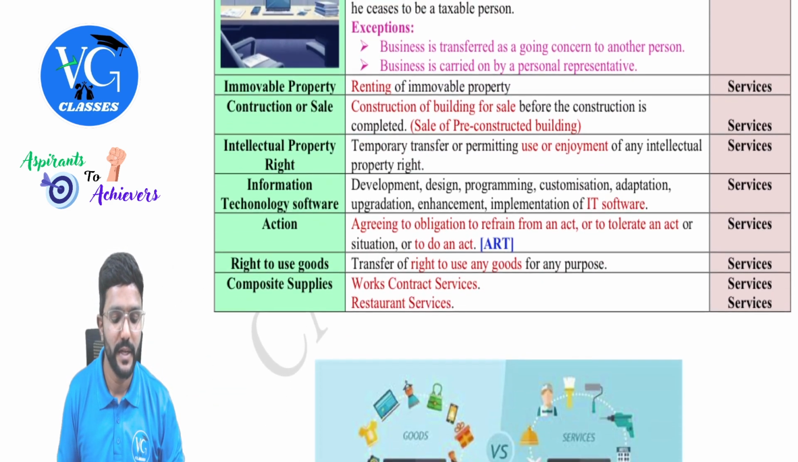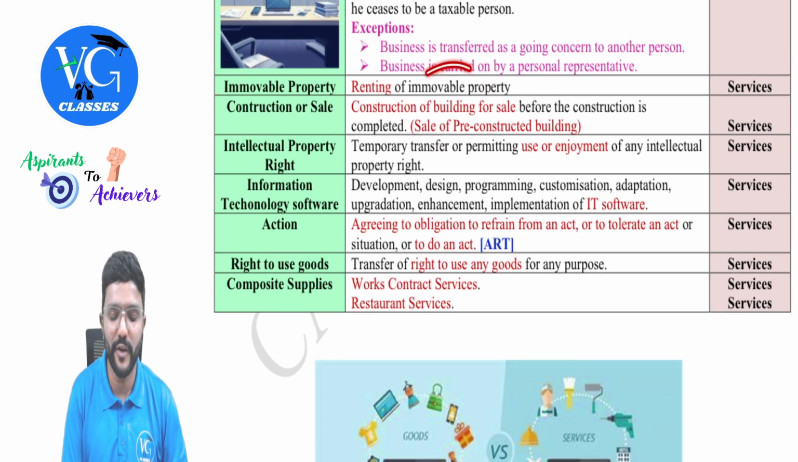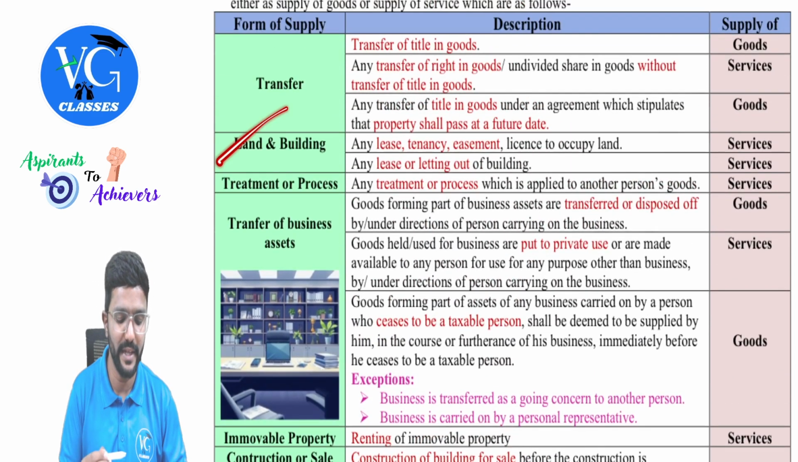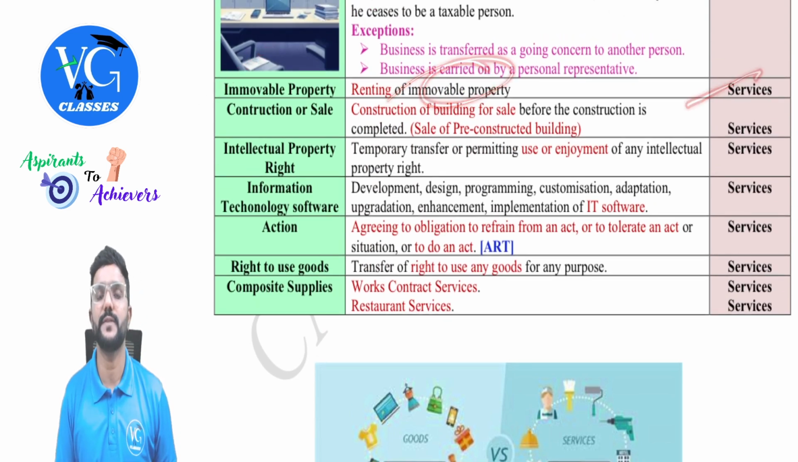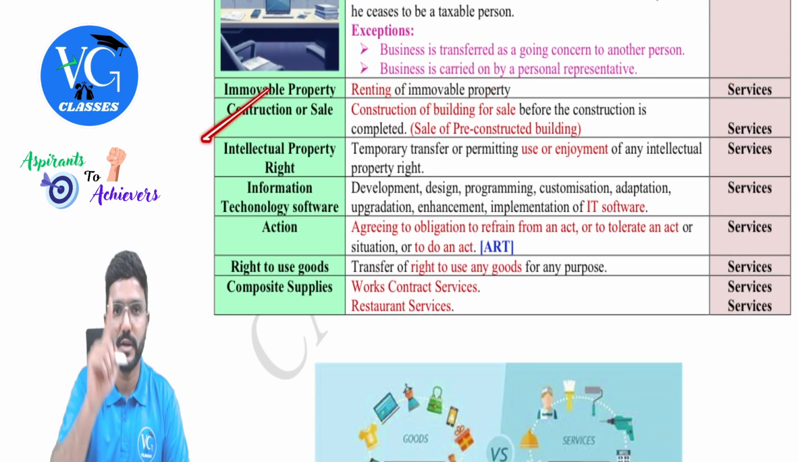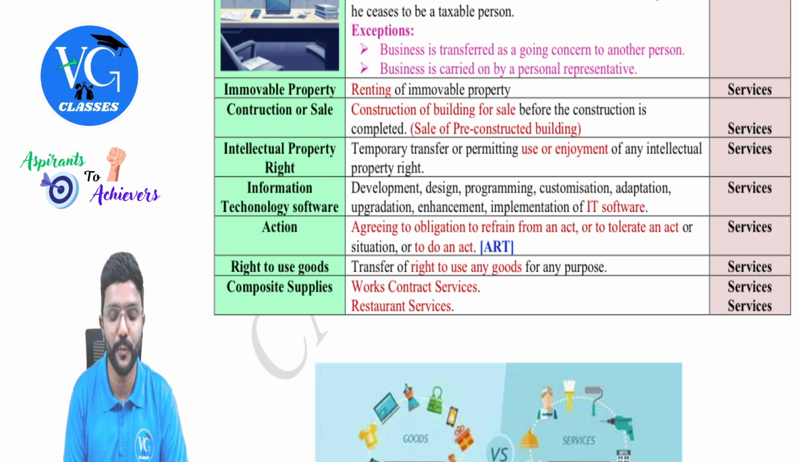Got it? Next, immobile property. Renting of immobile property. Actually, it was already covered here, and they're repeating it again. Renting of immobile property is always a supply of services. Then construction or sale, important. Connected to Schedule 3 also.